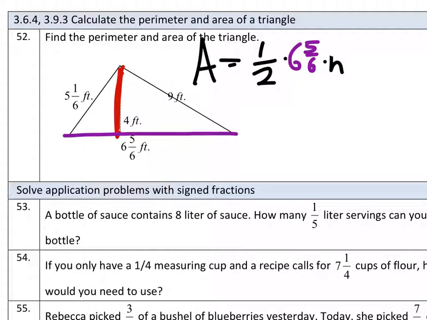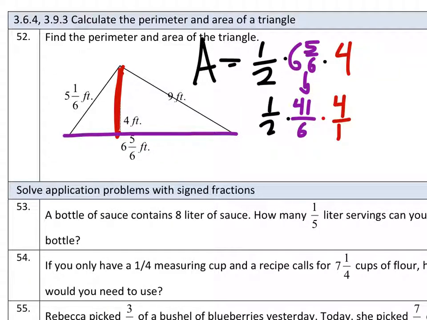Well, then I need to replace the height as well. And that's just straight across 4 feet, which is pretty nice. That makes it pretty convenient. But we still have that mixed number, 6 5/6, which we should change to an improper fraction. 6 times 6 is 36 plus 5, 41. So that would be 41/6. Then we got the 1/2 times that times 4. You can make it 4/1 if it helps you see that a little bit more clearly.